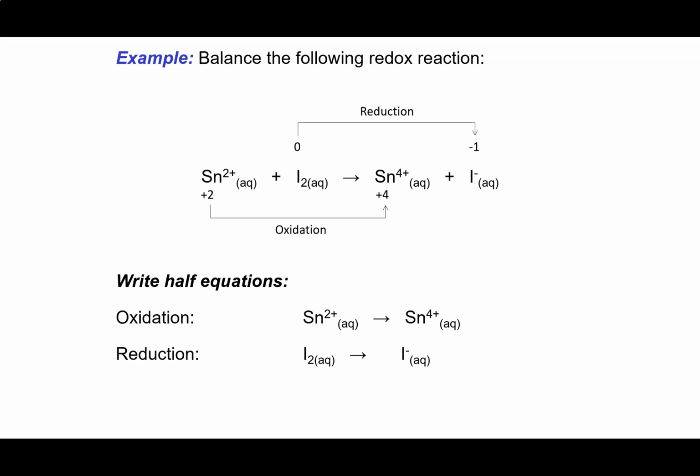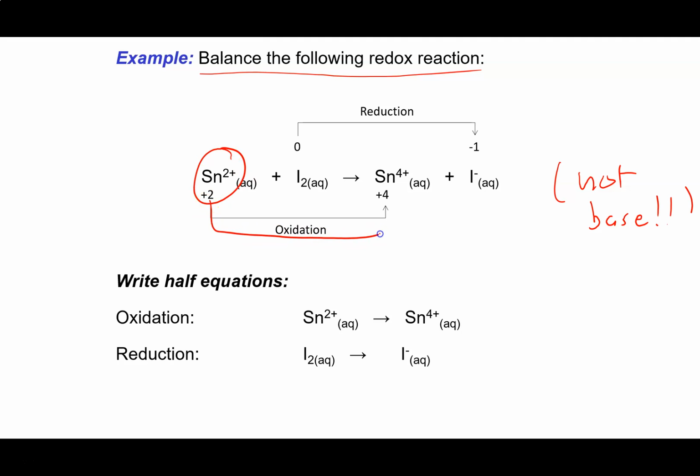All right, so let's have a look at another one. It says, balance the following redox reaction. So the first thing to notice is it's not base. Woohoo! So no step 8, okay? So step 1 was break it into 2 half equations. One describing the oxidation of tin 2+ to tin 4+, and then the other is going to be describing the reduction of I2 to I-. Okay, done. Pretty simple. Just break it into 2 half reactions, 1 for each reactant.